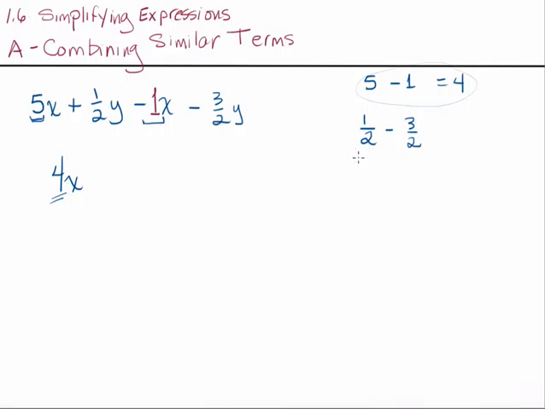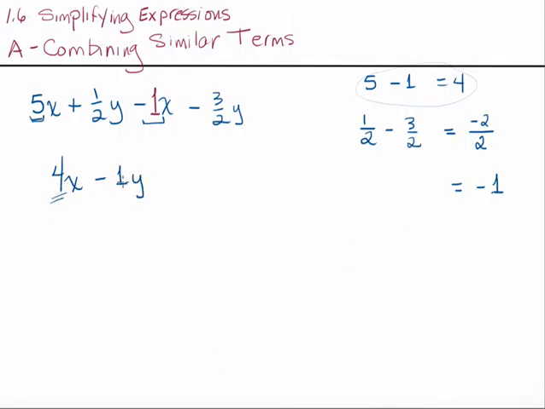But because I'm working with fractions, I may want to write this problem on scratch paper. 1/2 minus 3/2, because I already have a common denominator, is 1 minus 3 over 2. Simplifying this gives me negative 1. So the number that needs to go in front of the y in my answer is negative 1.